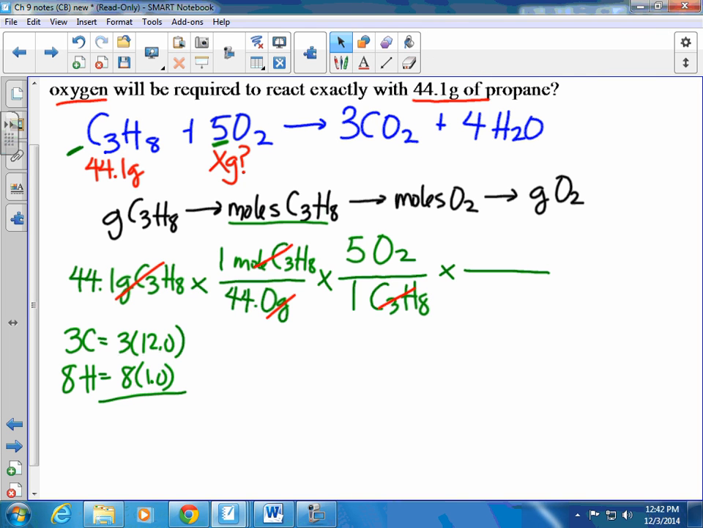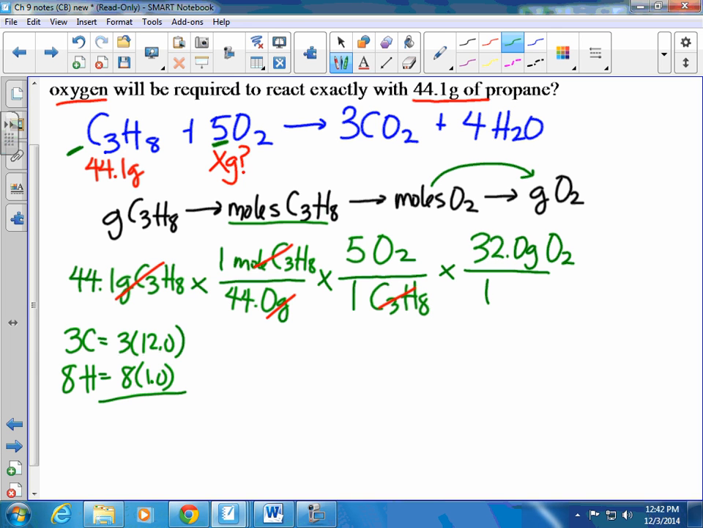So right now I'm in moles of oxygen. It looks like I need to do one more conversion, from moles to grams. Look at your mole map and it says I need to multiply by the molar mass. The molar mass of oxygen is 16 times 2, which is 32.0 grams of oxygen in 1 mole. Then I can see that my moles of oxygen cancel out, and I'm left with grams of oxygen, which is what I want because that was my X.